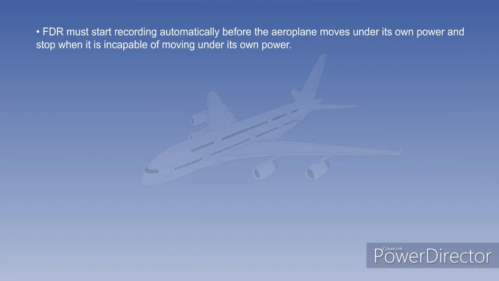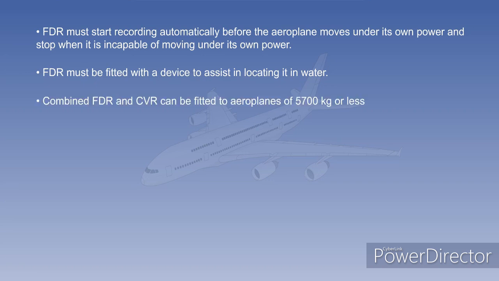The flight data recorder must start automatically before the aeroplane moves under its own power, and stop automatically after it is incapable of moving under its own power. The flight data recorder must have a device, such as a sonar locator beacon, to assist in locating it in water. Aeroplanes of 5,700 kilograms or less may be fitted with a combined flight data recorder and cockpit voice recorder.